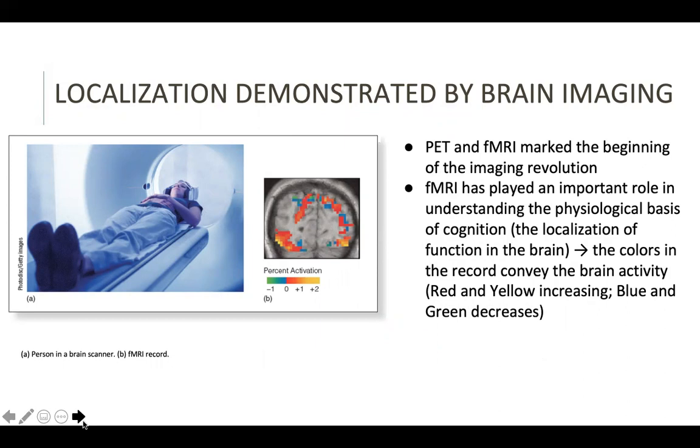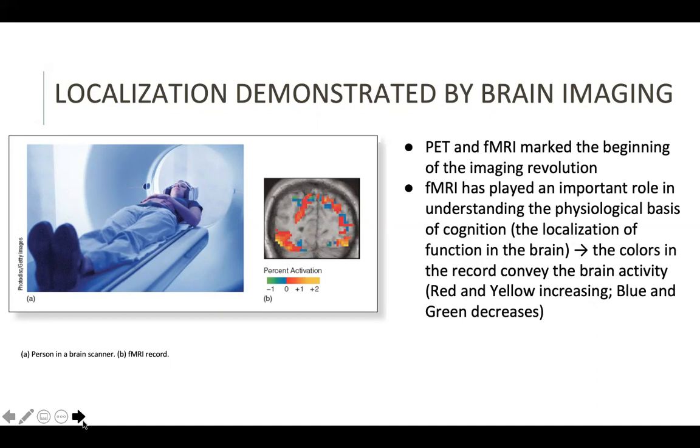On that basis, it could be argued that the introduction of brain scanning techniques, PET, or positron emission tomography, and fMRI, or functional magnetic resonance imaging, marked the beginning of the imaging revolution. Brain scanning, and especially fMRI, has played an important role in understanding the physiological basis of cognition. Here we consider what fMRI research tells us about the localization of function in the brain, and we begin by describing the basic principle behind fMRI.